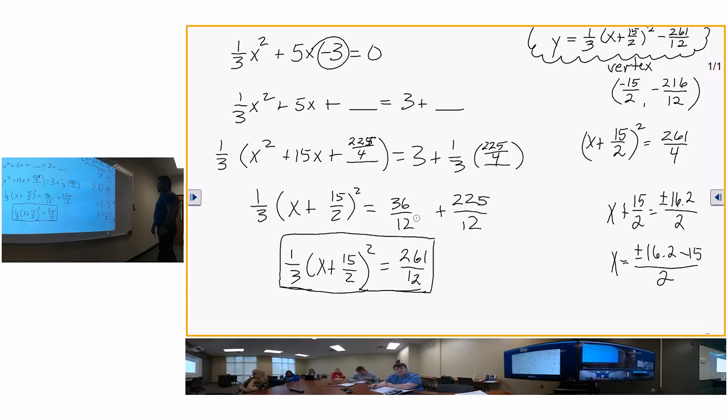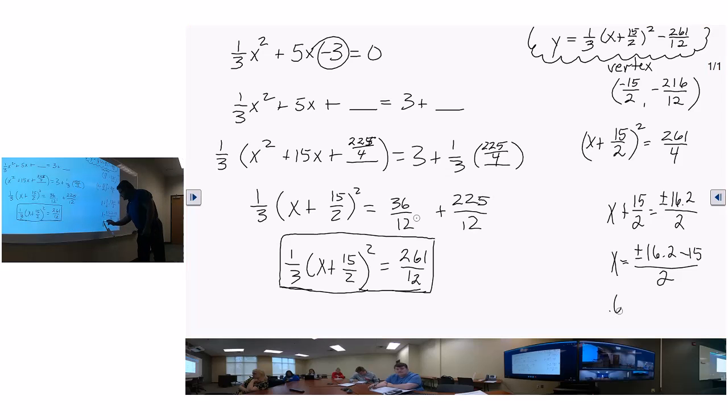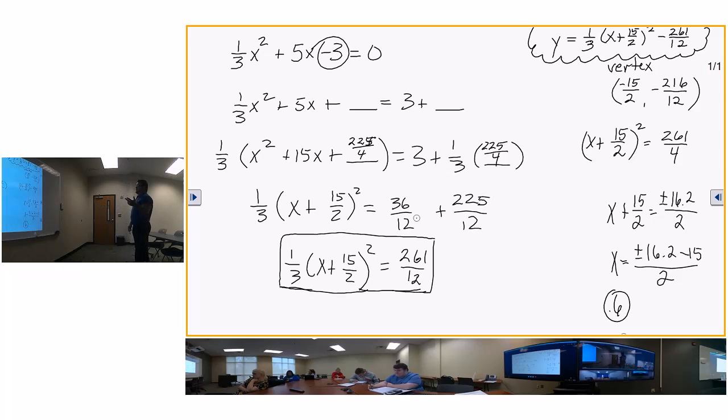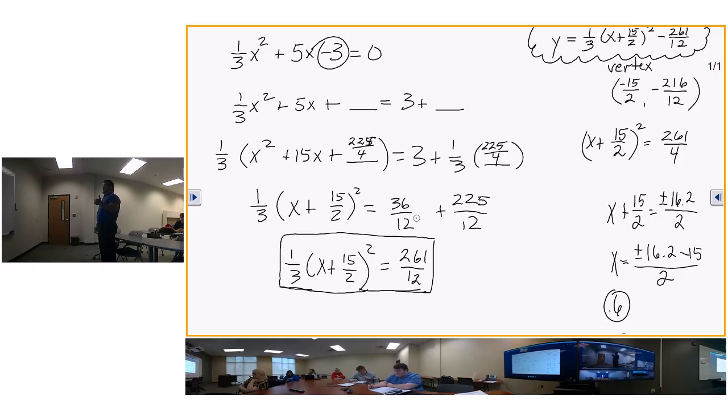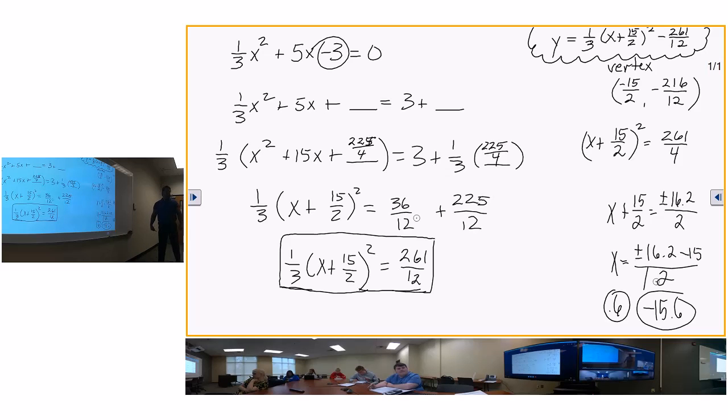And what is 16.2 minus 15? That's 1.20. 1.20 divided by 2 is 0.60. And then negative, good gracious, negative what? 31.2. And that's going to be what? 15.5, 15.6. Somebody check my math there. Yes, sir. Negative 15.6. All right, sketch it out.